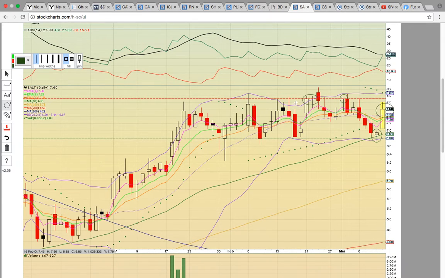Well, if you see a close above this red line, around 7.90, if it gets up there and closes around $8, that's going to be your signal that it's finally ready to head higher. Okay, so if it fails to do that, then you're going to see the continuation of this trend. Okay, this is unless you're playing in between these two levels.